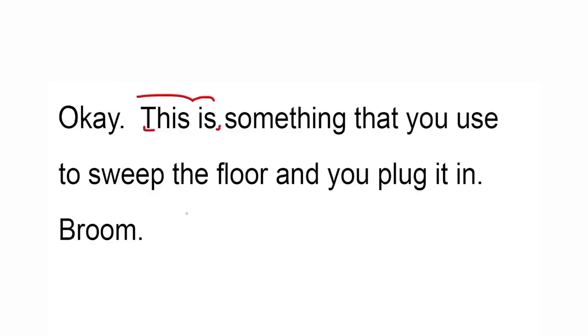This is something that you use. So here we have a T followed by U. I do not make it a CH. I make it a stop T, "that you use," but I do reduce the A vowel. That becomes "thut." This helps me say this word more quickly.